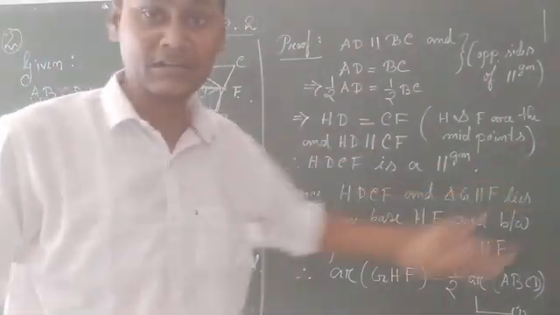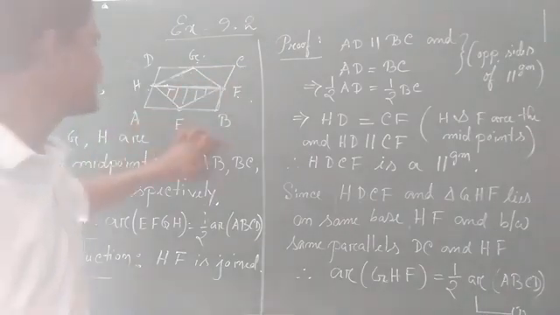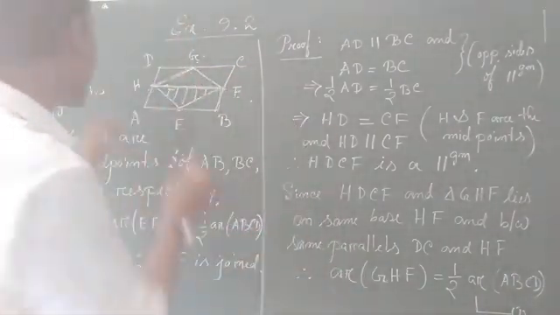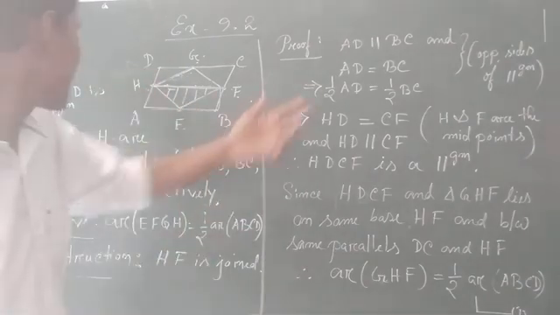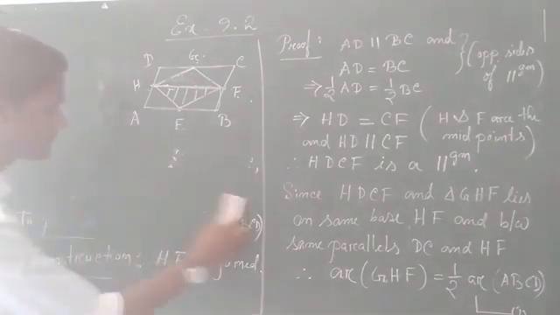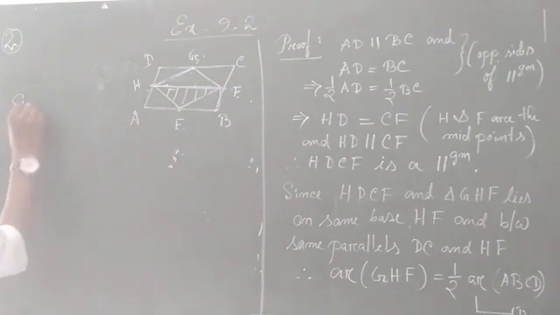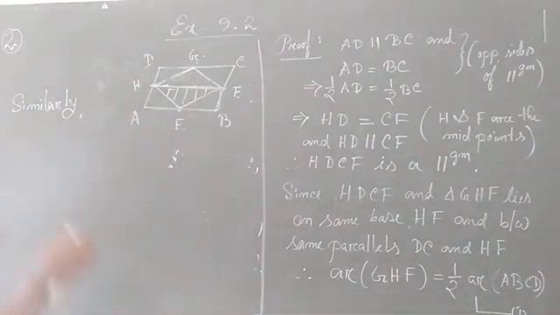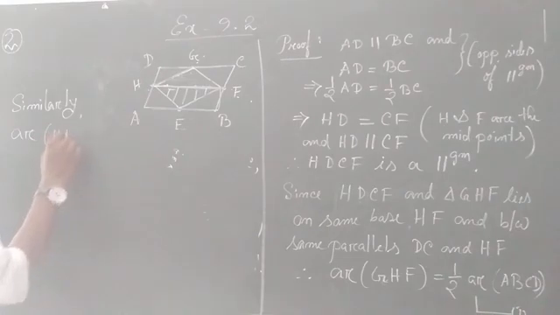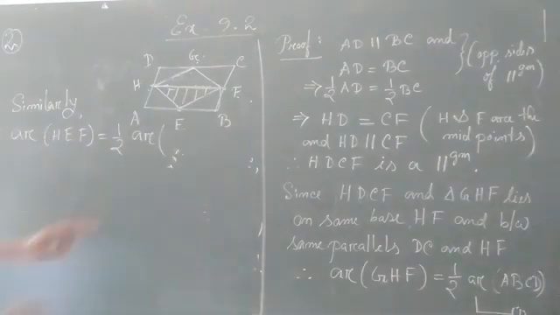So I can write similarly. This particular triangle, that is HFE, and HABF is a parallelogram. Both lie on the same base and between the same parallels. So I will write on this side, similarly: area HEF is equal to half area of the parallelogram.